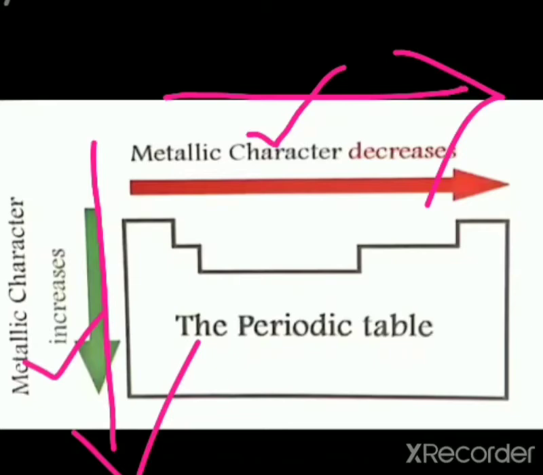Then we will discuss some questions in your next video. Then we will read your atomic number, atomic mass. Okay. Thank you.